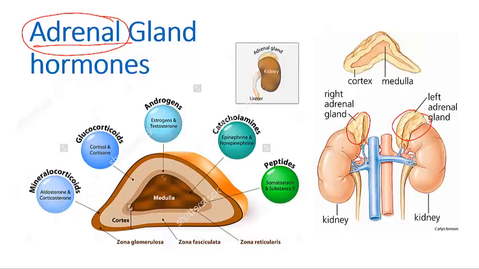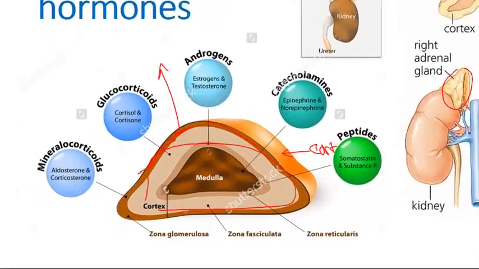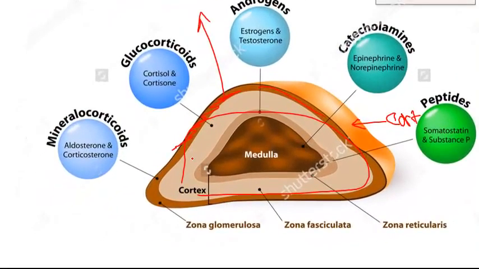It's composed of the outer epithelial cortex, which is the outermost layer, and the inner neuronal medulla region. In this cortex, the outermost region, the cortex secretes three classes of steroid hormones. Okay, so the hormones they secrete are steroid type. If you look at this whole cortex area, in the zones of the cortex you will see three different zones.